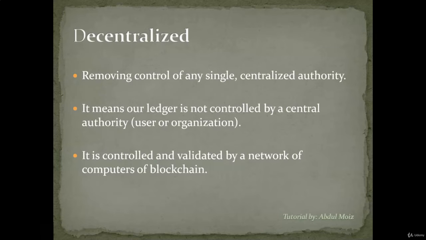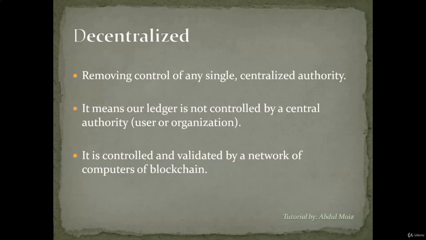Moving towards decentralization. Decentralization means removing control of any single centralized authority. It means our ledger is not controlled by a central authority or any user. Sounds good, but how is it done? All the transactions or records that are created in our ledger or blockchain are validated by a network of computers of the blockchain called nodes. We will get to it later.